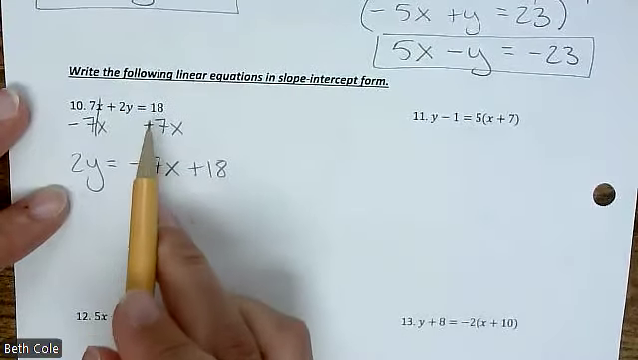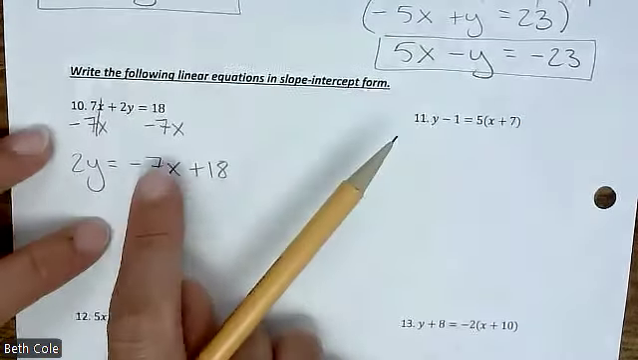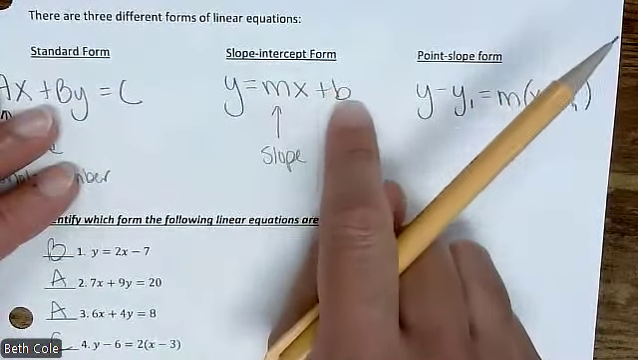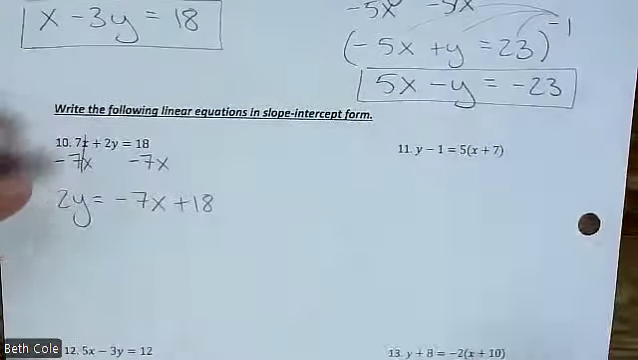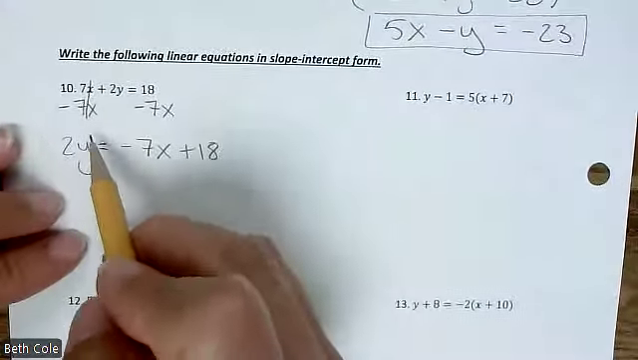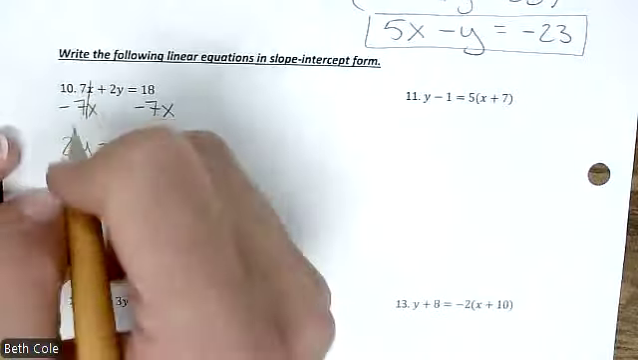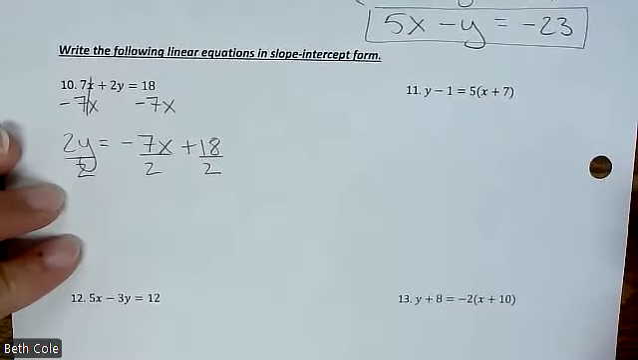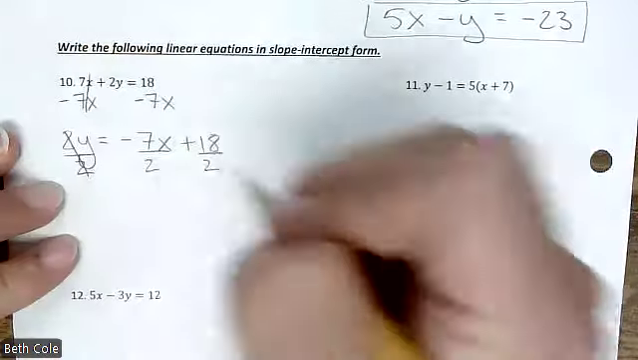You don't want to write 18 minus 7x because you want the x to come first and then the number. When it goes in this format, you want the x part to come first and then the other number. So you just want it in the right order. And then the last step to get y by itself would be to divide by 2. Just make sure you divide everything by 2. So you're just dividing all of the terms by 2.